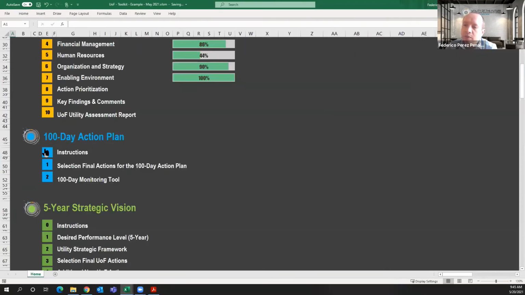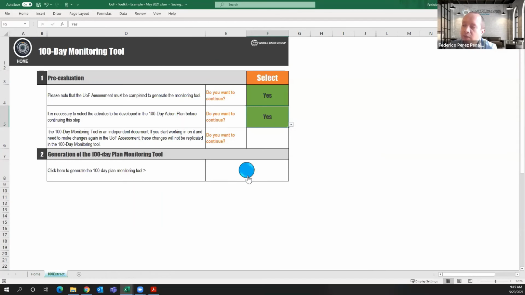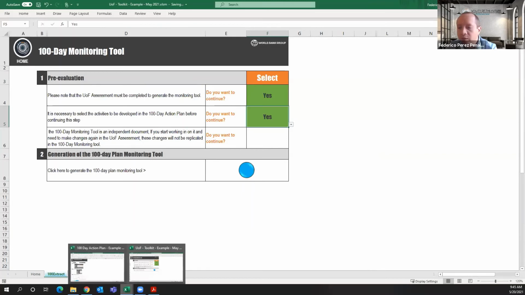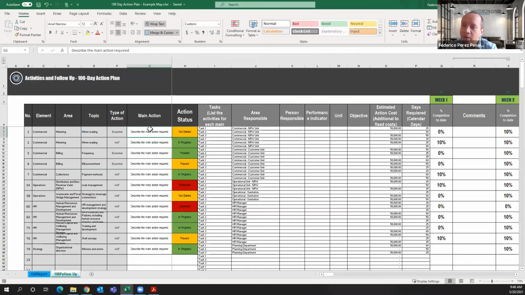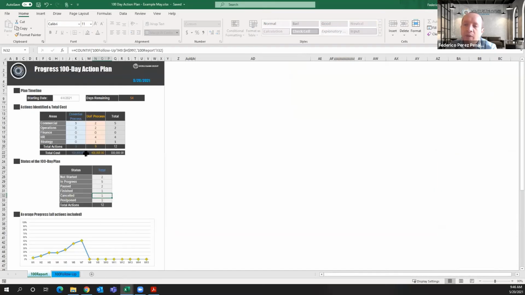After that, you will go here, and in this section, you can have your monitoring tool for the 100-day action plan. You will have something like that, where you can have all the actions that you identify, the status of each action, the responsible, the cost, etc., and a weekly report that you can use for your weekly meeting within the utility, how many days you have left to finish the 100-day action plan, etc.